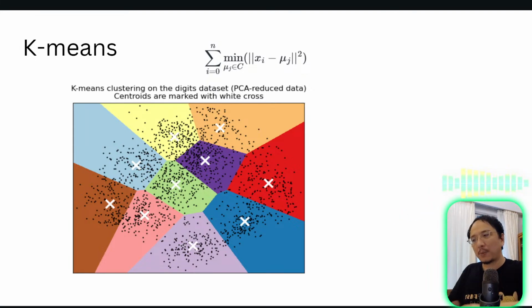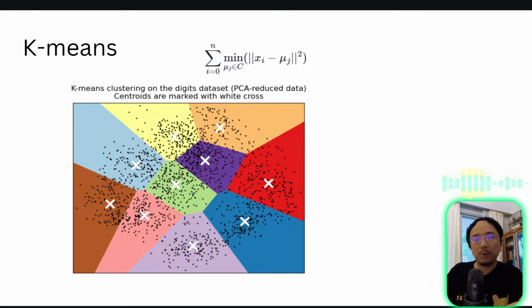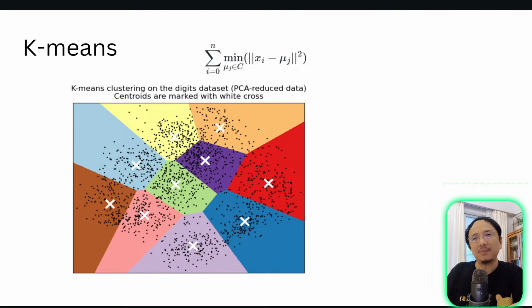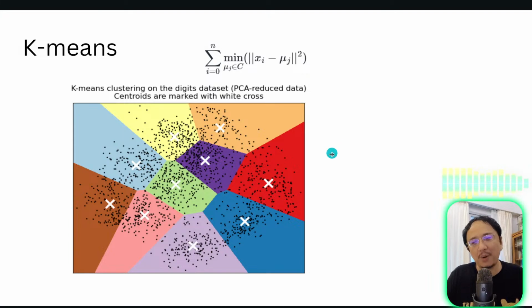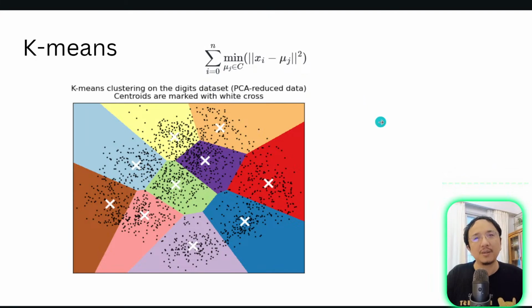So it is an optimization problem. It requires some algorithm, but if you are familiar with gradient descent, you can also do it with gradient descent. Of course, you can do that, or use some approximate method to do so. But this is basically what k-means does.